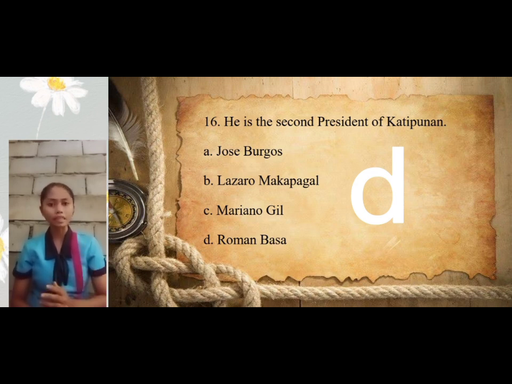So Roman Basa was a Filipino patriot who was the second supreme leader of Katipunan, the secret society which sparked the Philippine Revolution against Spanish rule in 1896. So the answer is Roman Basa.